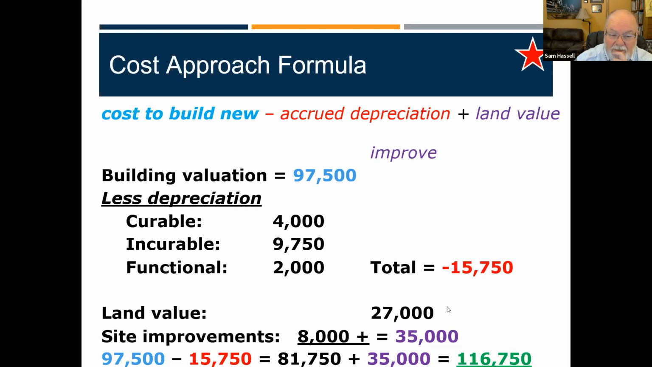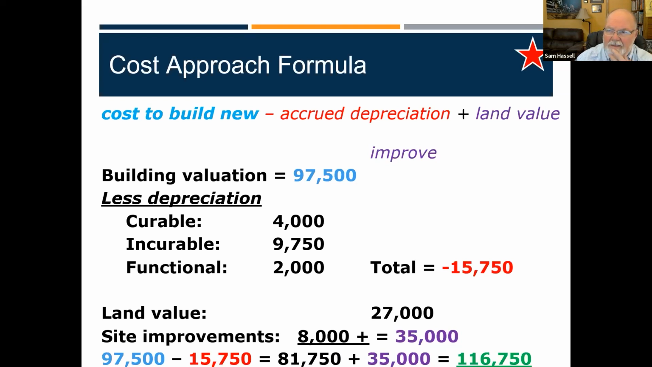So we have $27,000 in land and $8,000 in site improvements. So here on the bottom, our building valuation is $97,500. We're going to subtract off our depreciation of $15,750. So that is going to give us $81,750. And then we're going to add back the land value and the site improvements for $35,000. So as the appraiser, I'm going to say the value of this property right now, as it stands, is $116,750.